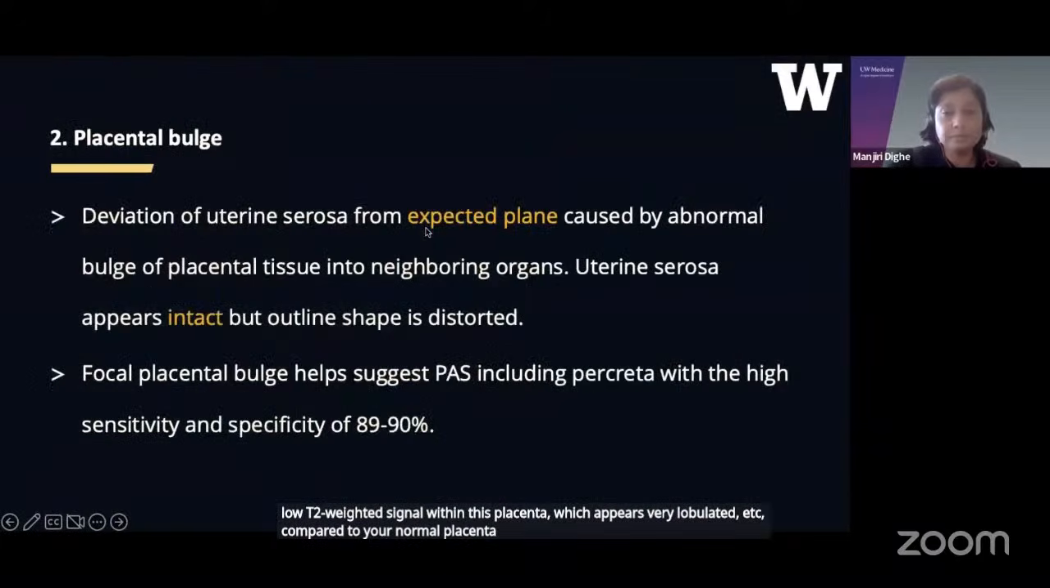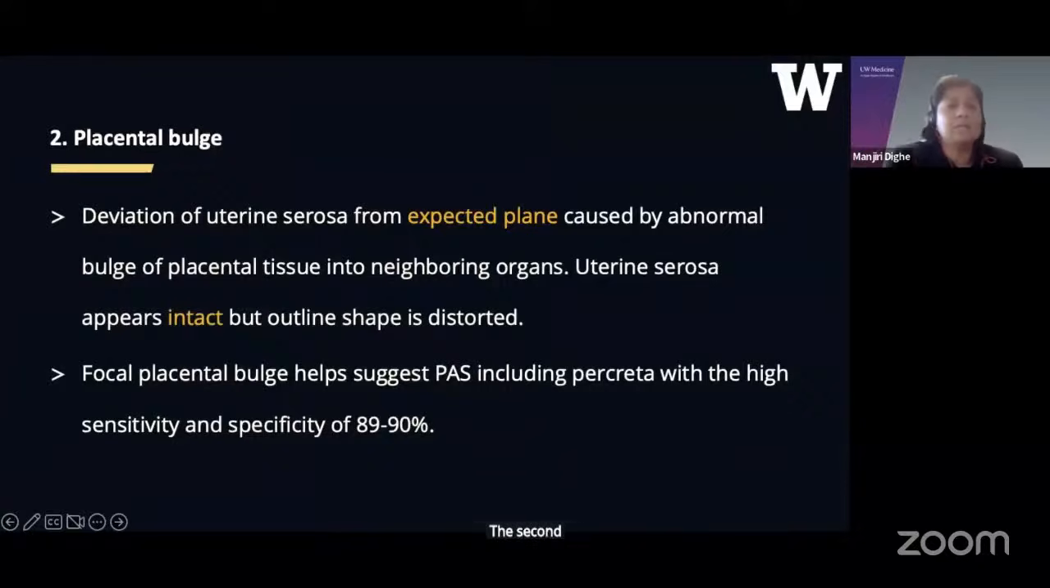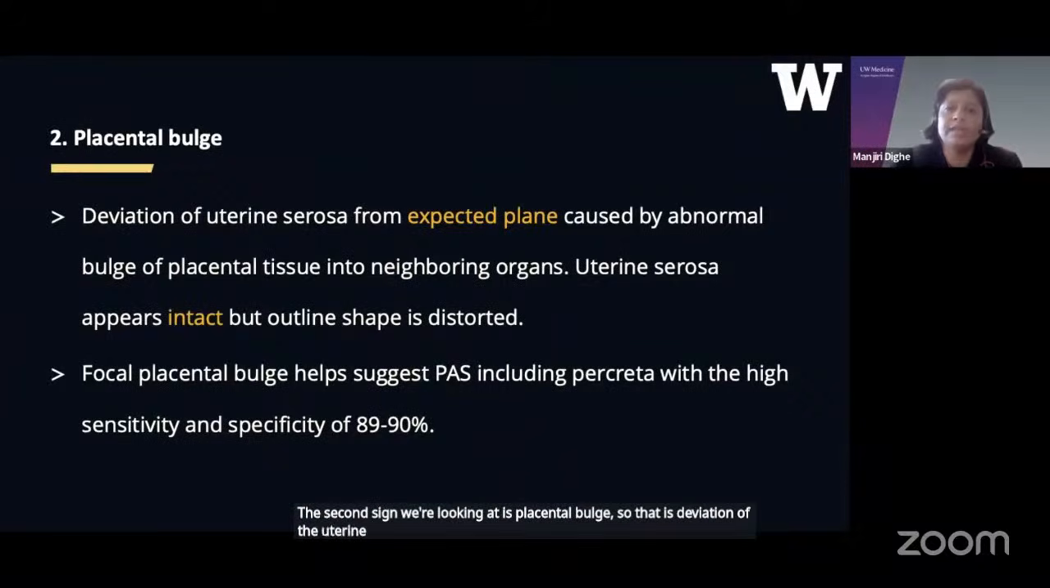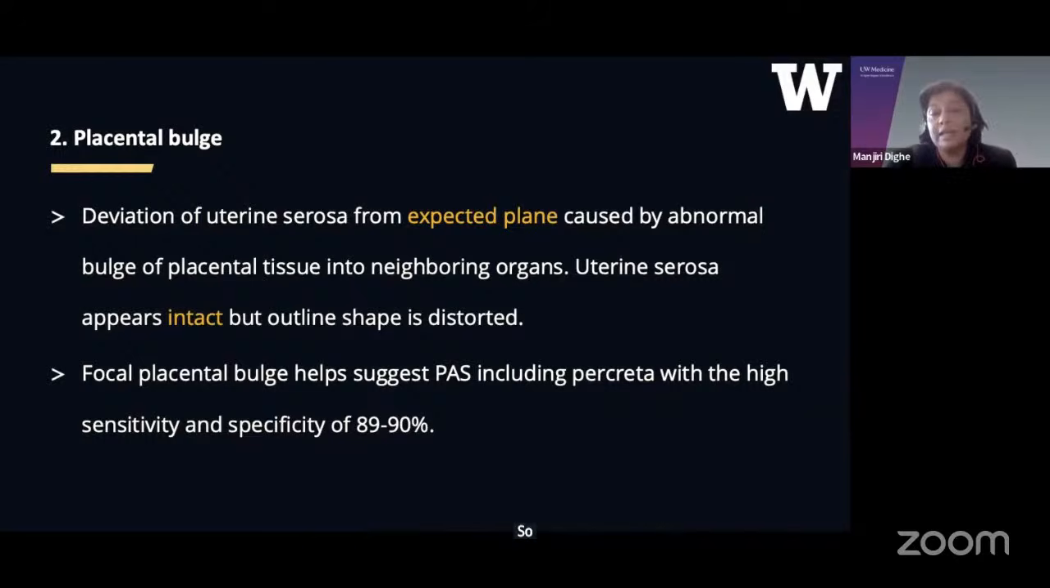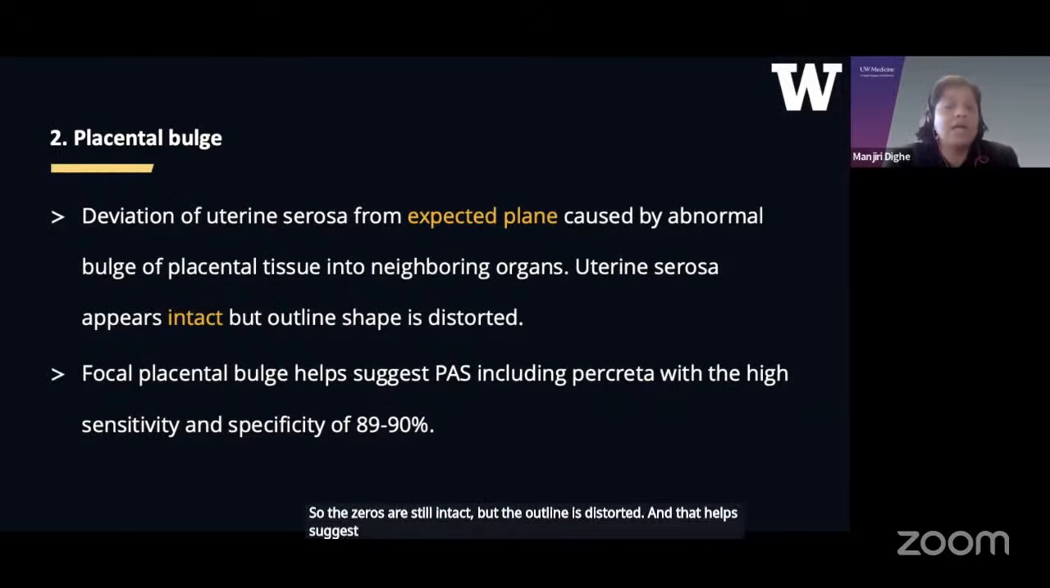The second sign we're looking at is placental bulge. That is deviation of the uterine serosa from the expected plane, and it is caused by the abnormal bulge of placental tissue into the neighboring organs. So the serosa is still intact, but the outline is distorted. And that helps suggest PAS with a high sensitivity and specificity close to almost 89 to 90%.